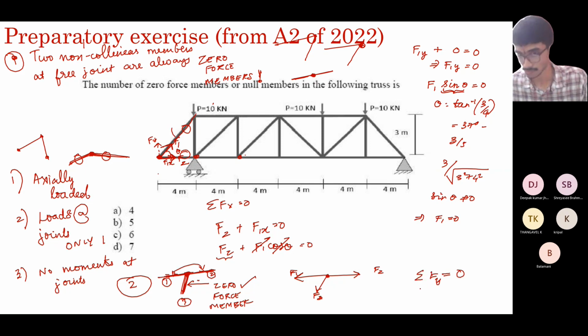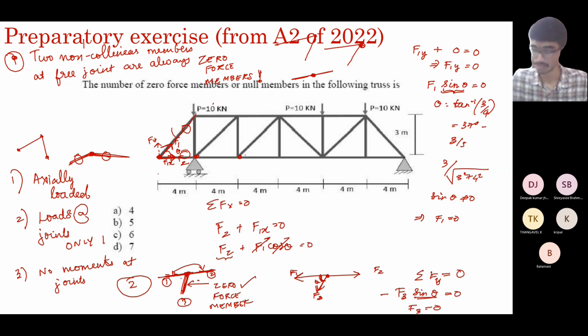You get F3 sine theta equal to 0 minus F3 sine theta equal to 0. But again, as I said, if they are not collinear, if theta is not 0 or 180 degrees, it will be out of this line. So in that case, sine theta is not equal to 0, which means F3 is equal to 0. So this is the second rule.